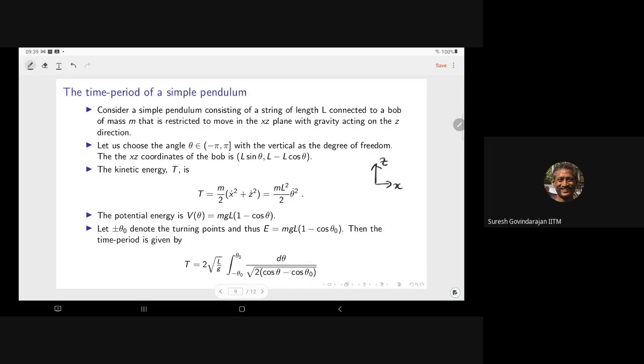The kinetic energy is just half m (x dot square plus z dot square). So here is an example where it's better to choose a different coordinate. The natural coordinate to choose is the angle theta with the vertical. So the picture we have is something like this.